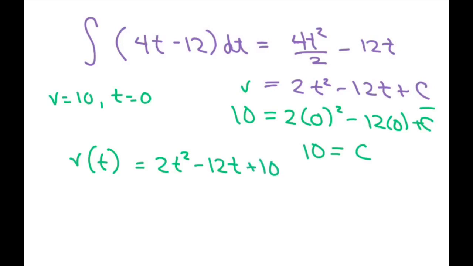All right. Now, in order to find when the particle is changing direction, we need to know when the velocity is equal to 0. So we set v(t) equal to 0. So that's what we're going to do here. We're going to set 2t squared minus 12t plus 10 equal to 0.